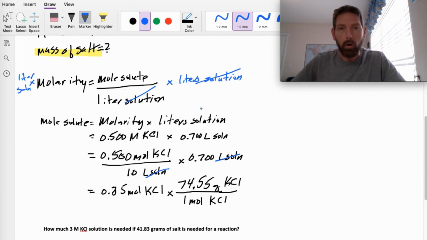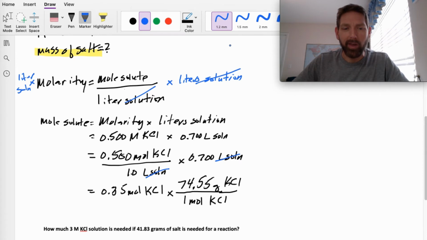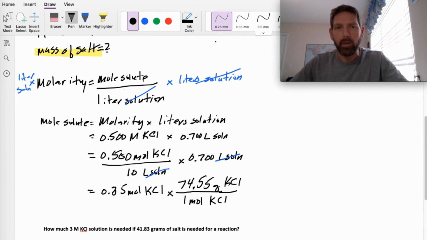All right, so units. Whoa! Sorry about that. Right? There we go. Black or blue, same thing.